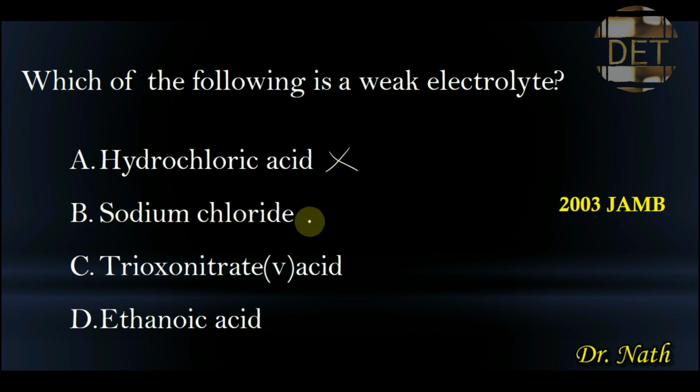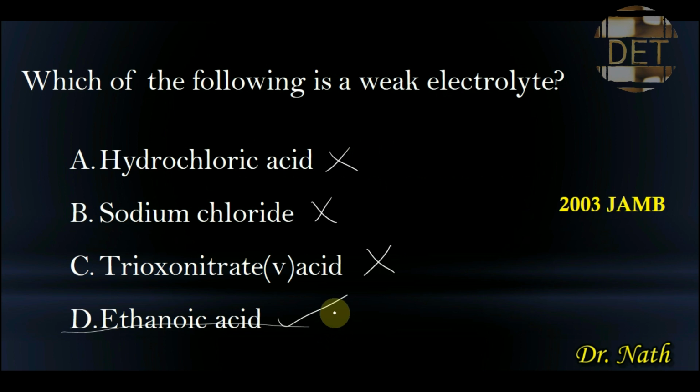Sodium chloride is not a weak electrolyte because it will ionize completely in water. Trioxonitrate(V) acid is not a weak electrolyte because it will dissociate completely in solution. Then ethanoic acid is an example of a weak electrolyte because it will not ionize completely in solution; it ionizes slightly. So this is the correct answer to this question. Which of the following is a weak electrolyte? It's actually ethanoic acid.